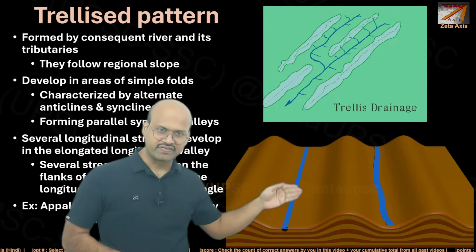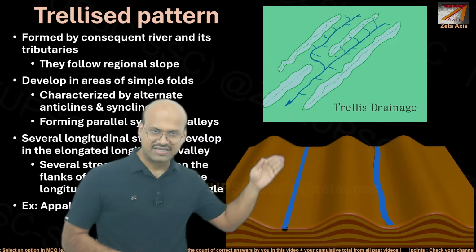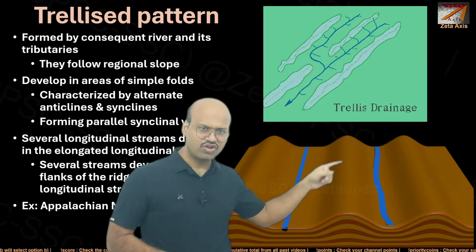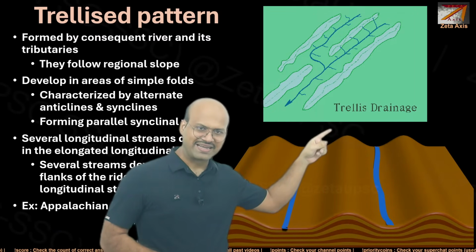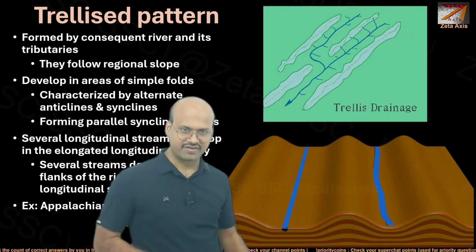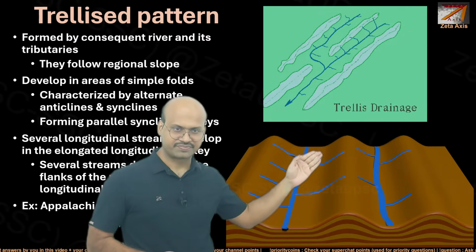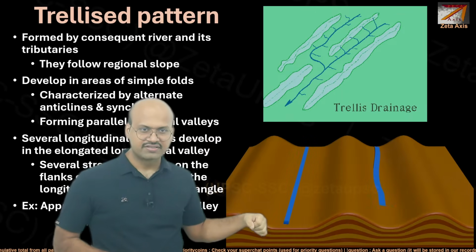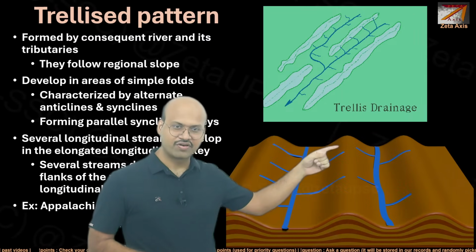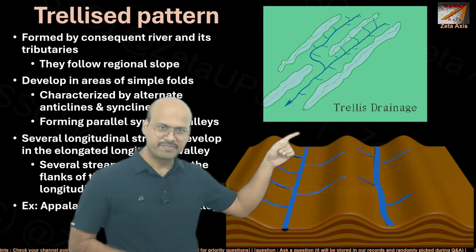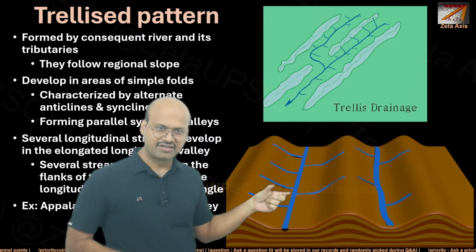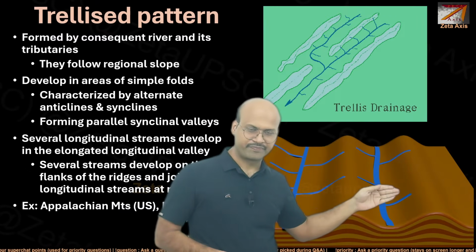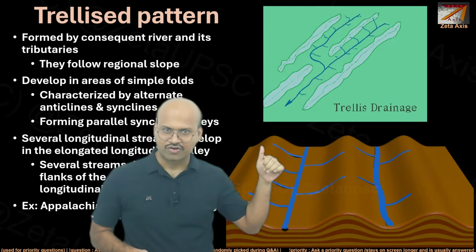So most of the rivers will follow this slope in the syncline, but there will be some streams which will originate over here. Now they will not flow along the anticline, but they will directly follow the slope and meet this river. It would be something like this. So we just saw that the rivers which originate from here will meet the main stream. Now these tributaries of the main branch are very parallel to each other.